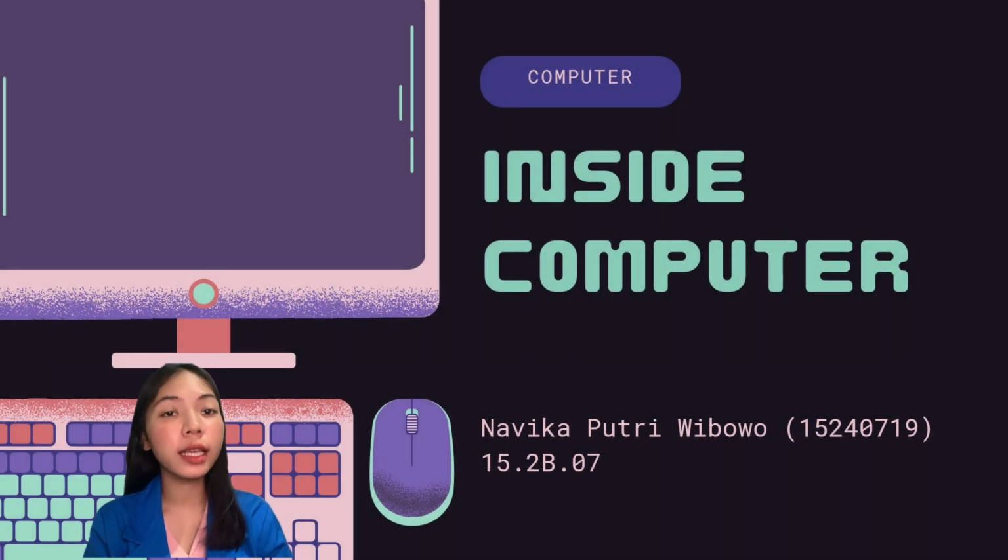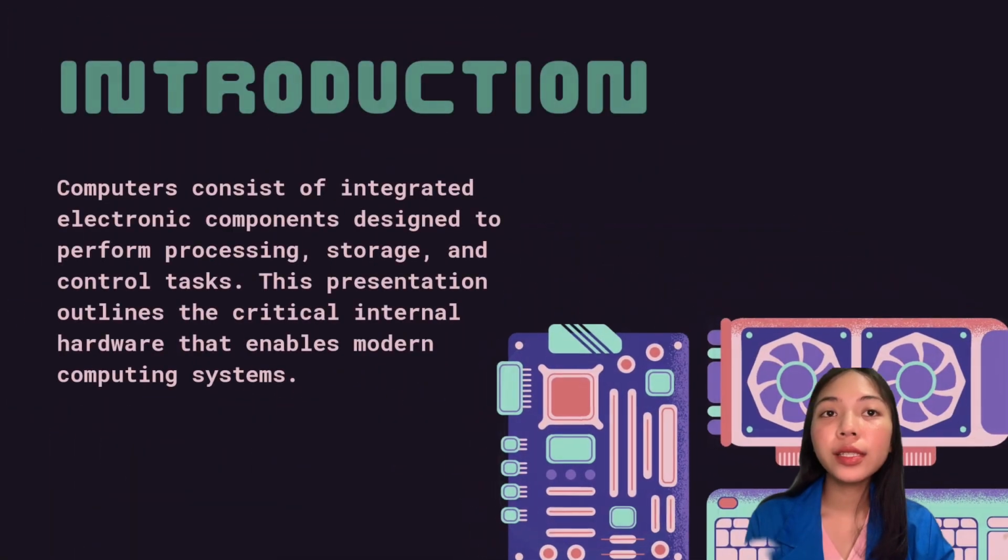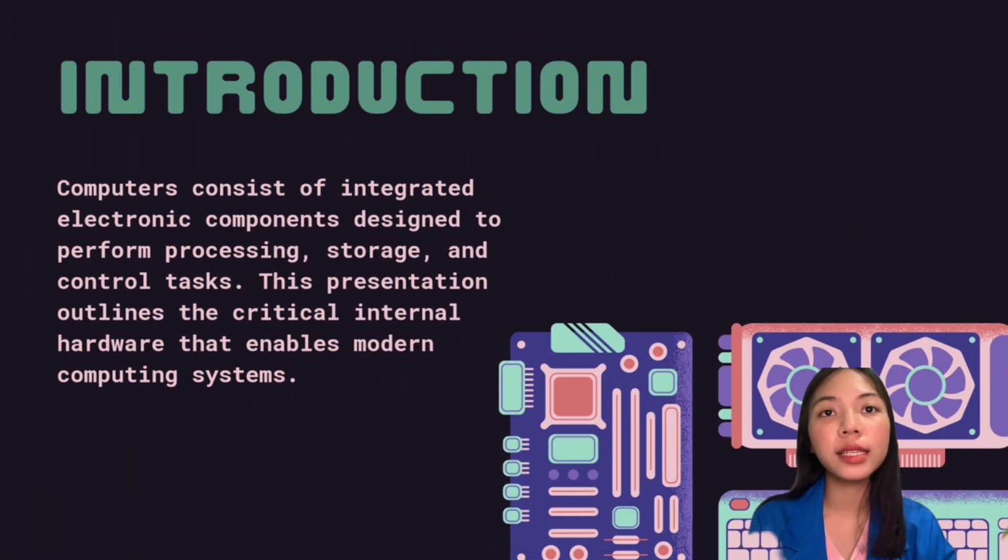In this final project, I chose the material about what's inside a computer and hardware. These two materials are still related because hardware is included in the computer. I'll be presenting a technical overview of internal computer components, focusing on how each part functions and interacts inside a modern computer system. A computer consists of integrated electronic components designed to perform processing, storage, and control tasks. This presentation outlines the critical internal hardware that enables modern computing systems.